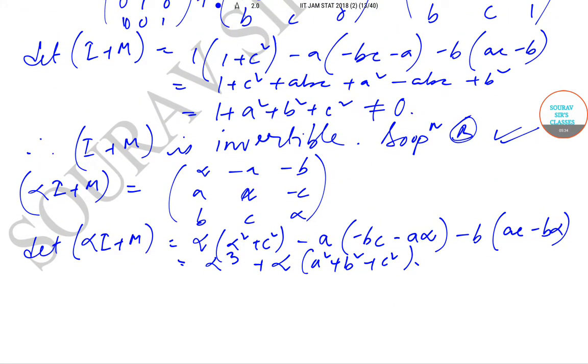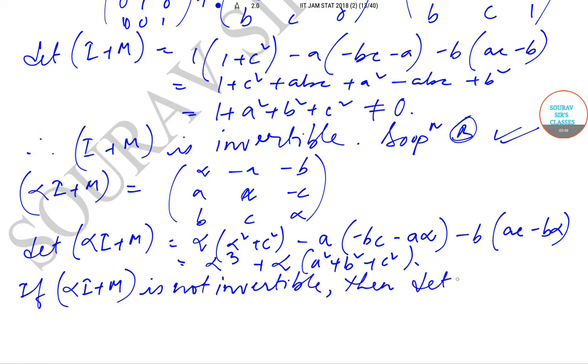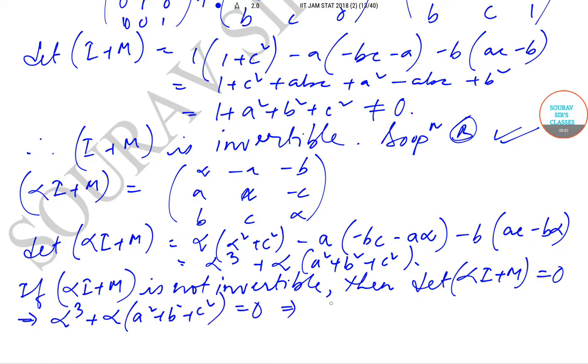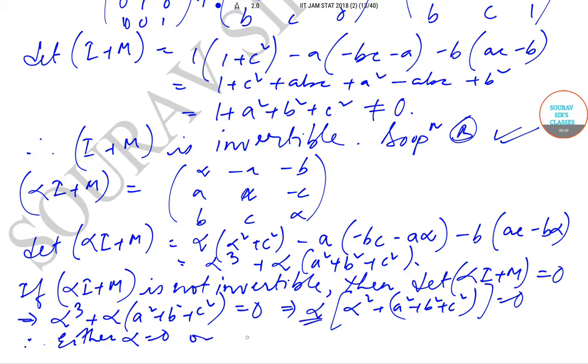Now if alpha I plus M is not invertible, then determinant of alpha I plus M is equal to 0. So that will imply that alpha cube plus alpha into A square plus B square plus C square is equal to 0. If we take alpha common, that will give us alpha into alpha square plus A square plus B square plus C square is equal to 0. Therefore either alpha is equal to 0, or alpha square plus A square plus B square plus C square is equal to 0, which means alpha square is equal to minus of A square plus B square plus C square.